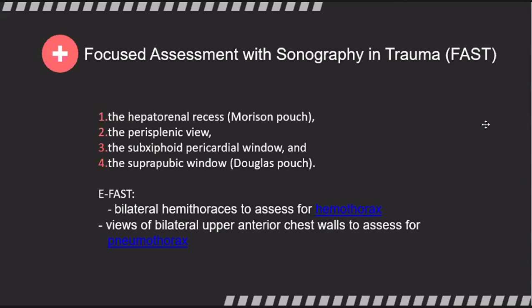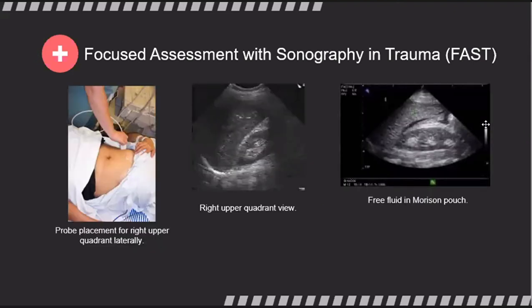So, these are the four areas ng FAST. Okay? Yung hepatorenal recess, perisplenic, subxiphoid, and suprapubic window. Pag EFAST, kasama na yung hemothorax. So, ano yung hinahanap sa FAST? It is your fluid collection. That may be suggestive of possible hemoperitoneum or gastric or intestinal contents spillage.